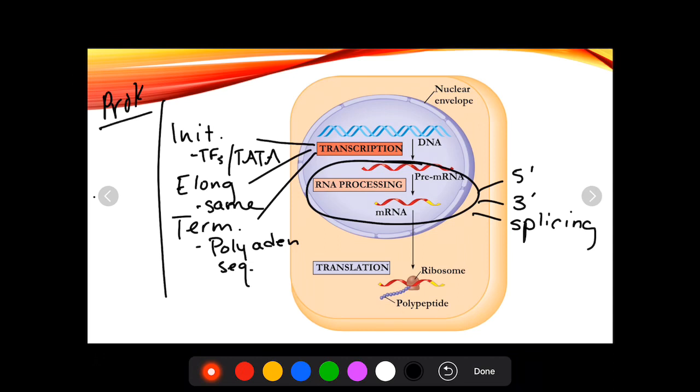Instead, they're going to be adding directly onto the promoter. Elongation happens the same. Termination happens because of a termination sequence instead of the polyadenylation sequence. So not too much is terribly different in transcription, but the RNA processing is going to be the big one.